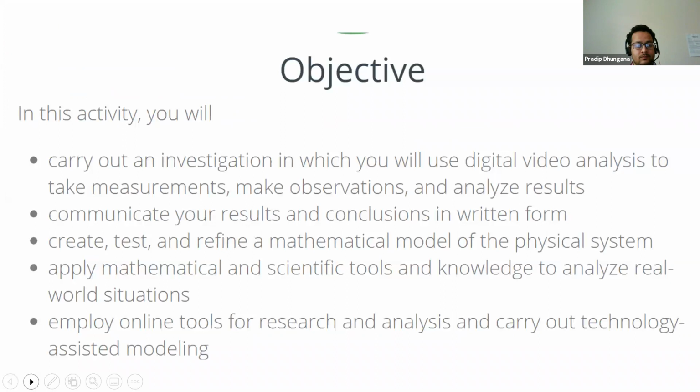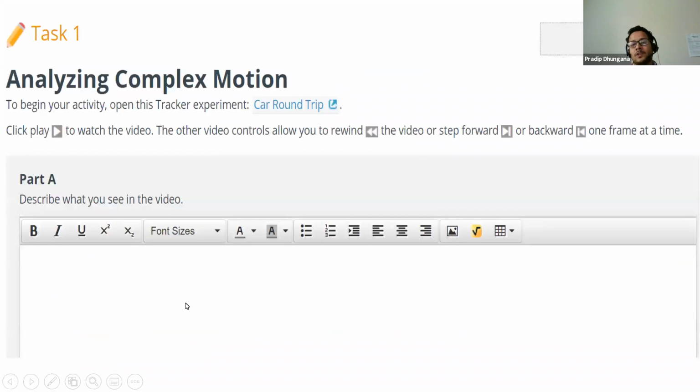So here, after that, in this unit activity, you will have three different tasks: Task 1, task 2, and task 3. Now your goal is to complete all those tasks, without leaving any parts. So let's start with task 1, that is analyzing complex motion.